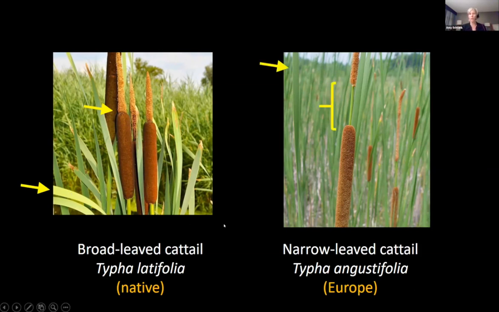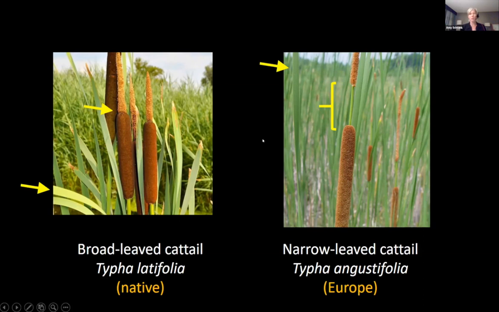And then if you look at the narrowleaf cattail, you can see that there's a big space between the male flowering part of the plant and the female part of the plant. Note, you can really only tell this when these plants are flowering. So that's usually in early to midsummer. And then the male part of the flower falls off.